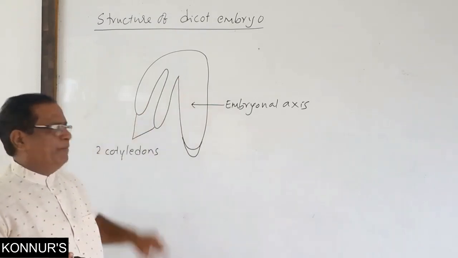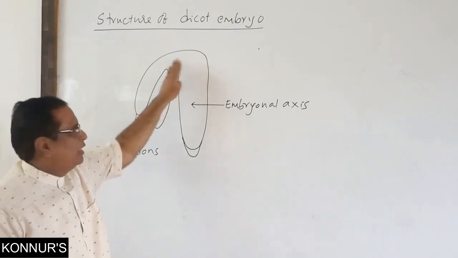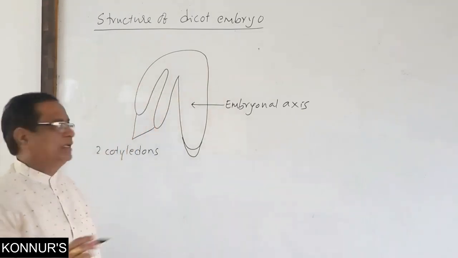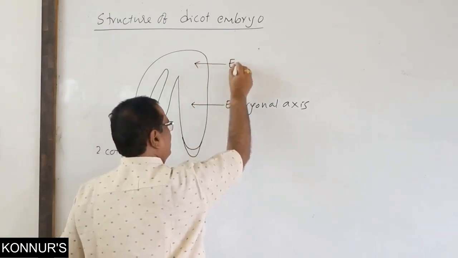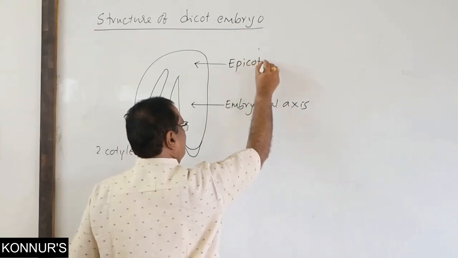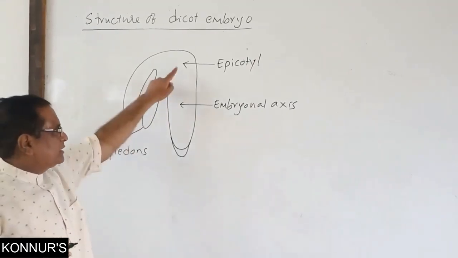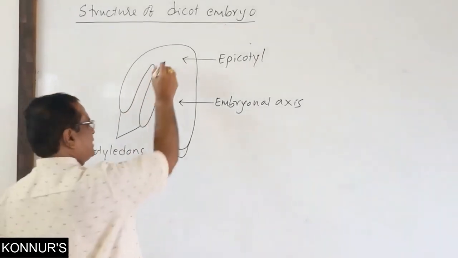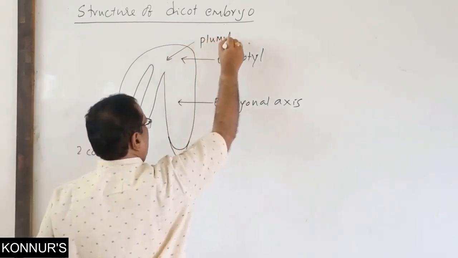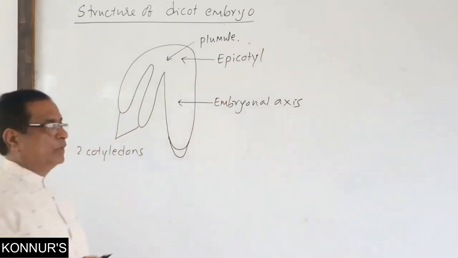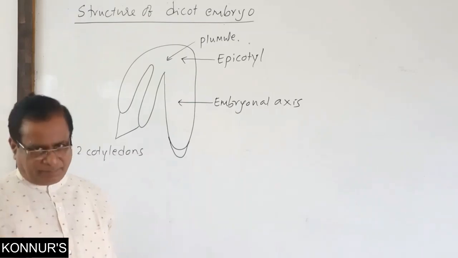In this embryonal axis, the portion of embryonal axis above the two cotyledons is named epicotyle. This is said to be epicotyle. This epicotyle terminates into plumule. From that plumule, the shoot system is developed.